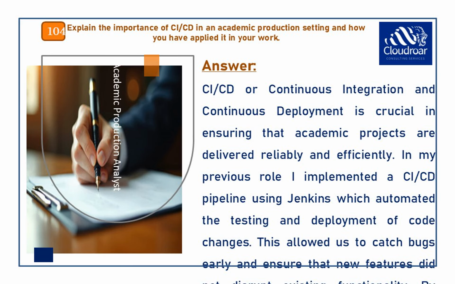Question 104. Explain the importance of CCD in an academic production setting and how you have applied it in your work. CCD, or Continuous Integration and Continuous Deployment, is crucial in ensuring that academic projects are delivered reliably and efficiently. In my previous role, I implemented a CCD pipeline using Jenkins, which automated the testing and deployment of code changes. This allowed us to catch bugs early and ensure that new features did not disrupt existing functionality.